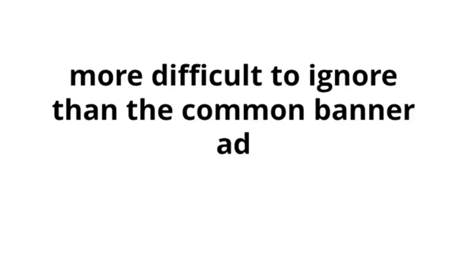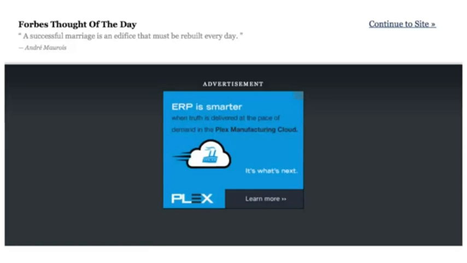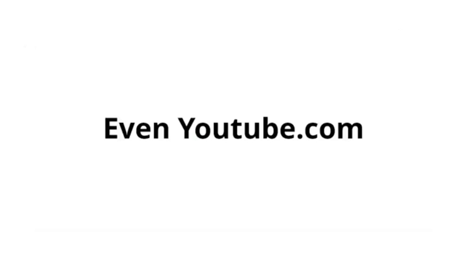In fact, if you go to major news sites or even Fortune 500 companies such as Forbes.com, they use full-page interstitial ads inside their content because it's working and converting for them. Now, even YouTube.com places video ads before their video content, which is the same concept. And because people are used to this already, they're more likely to have their guards down.